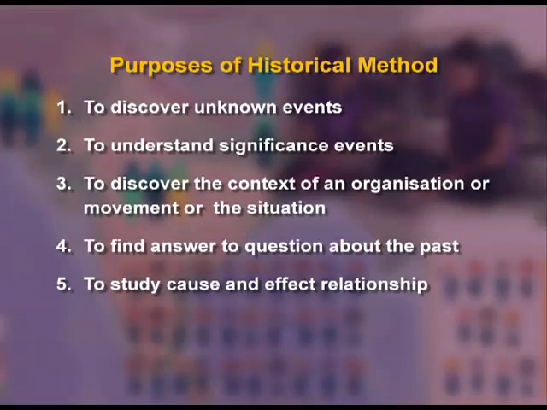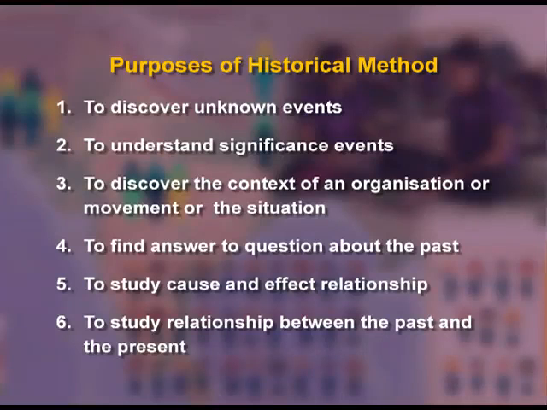Fourth, to find answers to the questions about the past. Knowing the answers to the questions of the past, the investigator can enlighten himself and also others to develop an understanding of the past events. Fifth, to study the cause and effect relationship. This method is used to collect varieties of data which help to establish cause and effect relationship between two events. Sixth, to study the relationship between the past and the present. It helps to get a better perspective about current events through a chronological analysis of the past.